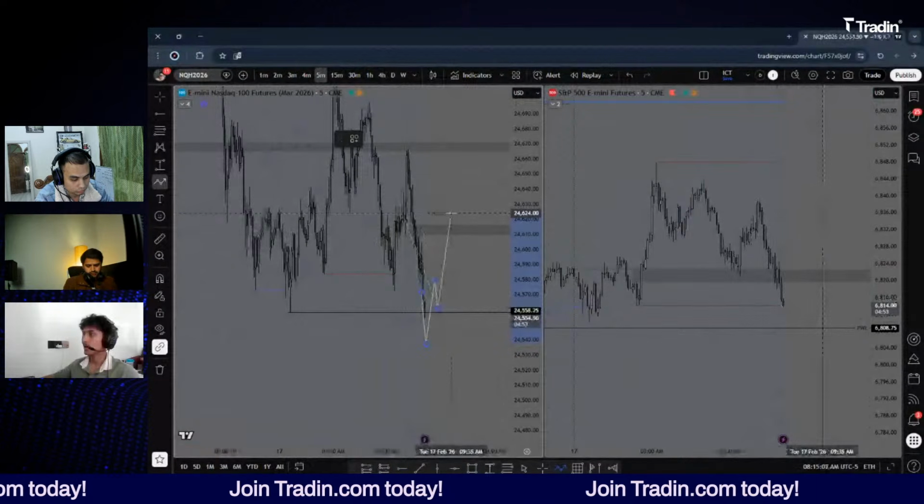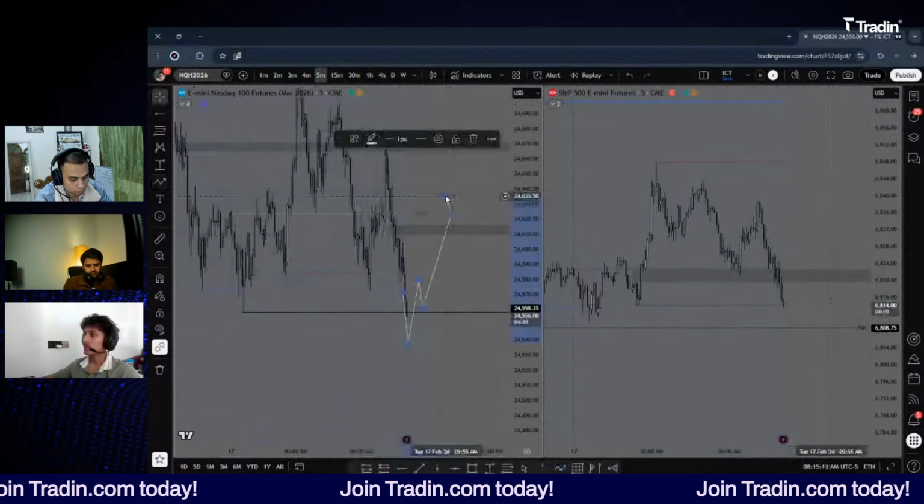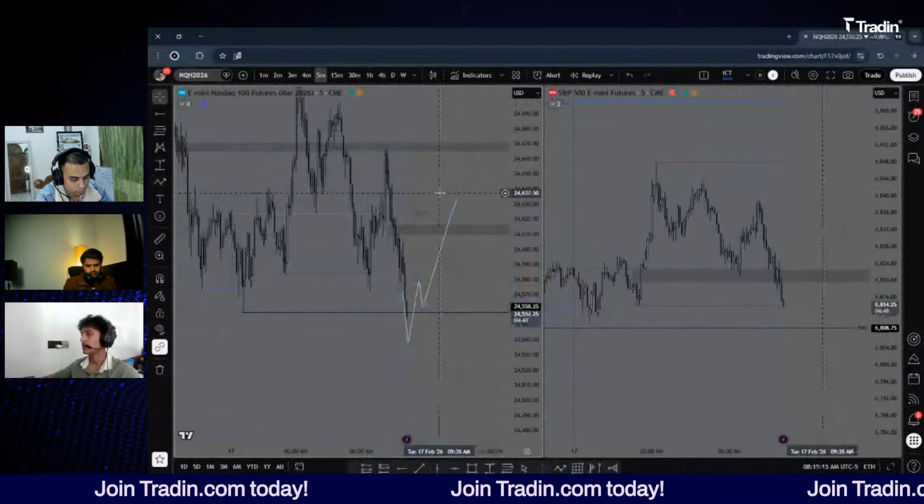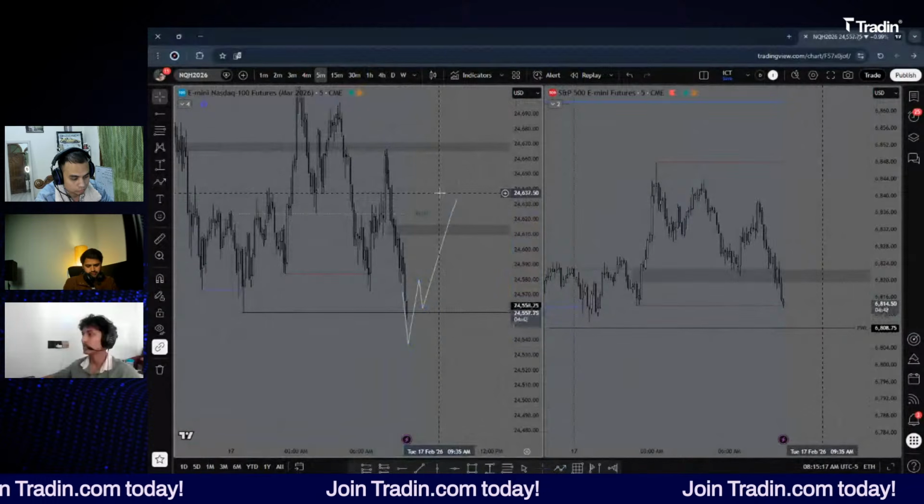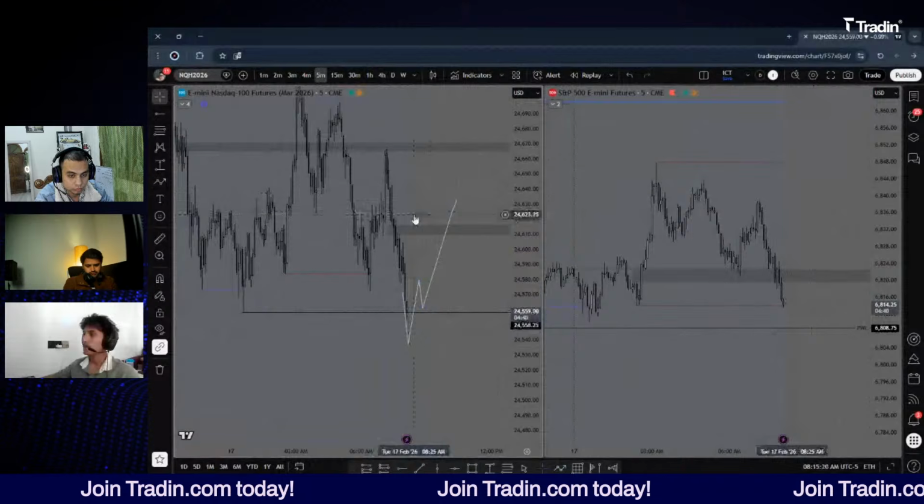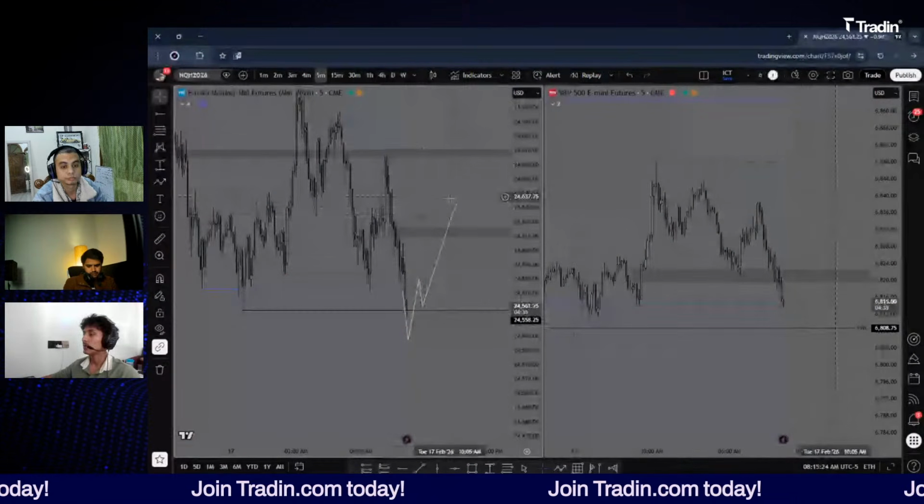The A plus setup for me is when there is an SMT, an obvious trade with a V shape, with an SMT, with a high time frame fair value gap, with a clear inversion at the midnight, like at this price. This is a strong rejection area if you use it correctly.